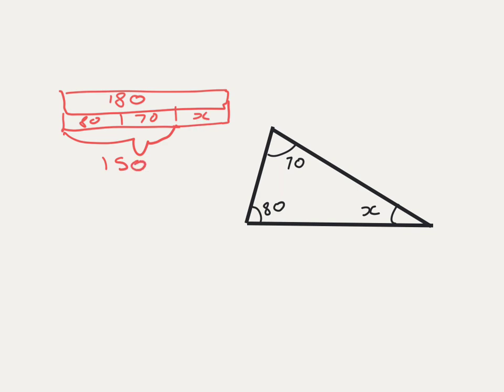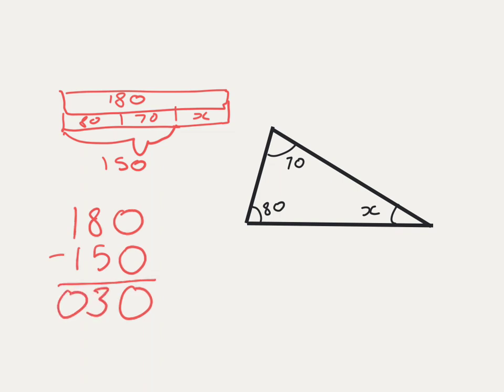Now, to find x, I need to get rid of this bit. To be left with this part of the bar of chocolate, I need to eat this part of the bar of chocolate. So 180 take away 150, and make sure you're careful when you do your column subtraction. 0 take away 0 is 0, 8 take away 5 is 3, 1 take away 1 is 0. My missing angle is 30 degrees.